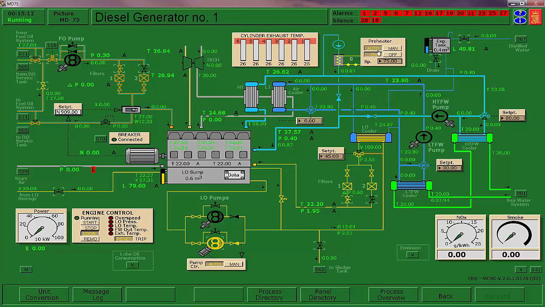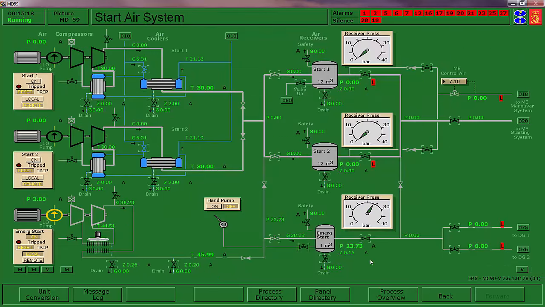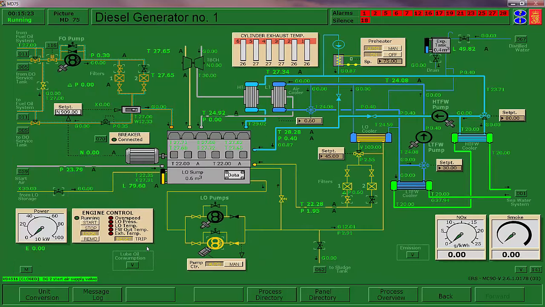45, 30, 80, preheater on. We're good to go. So now we can go ahead and put air on it. It's ready for startup. So we'll go ahead and put air on it, on both. No reason, again, not to have both ready to go. Standard on an unmanned service UMS vessel that you would have both generators ready.